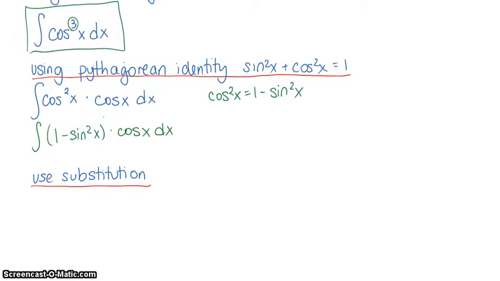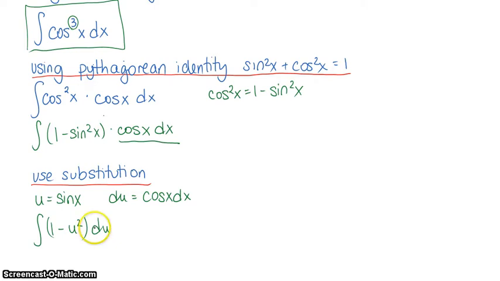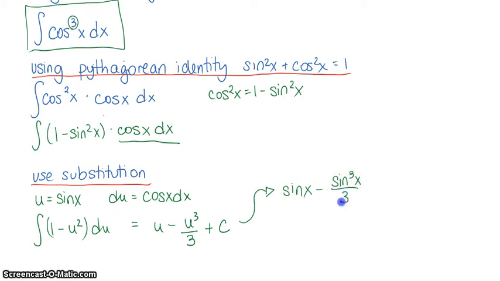Now we're going to look at using substitution to actually evaluate the integral. If we let u be sine x, du is going to be equal to cos x dx, which is exactly what we have here. So we have the integral of 1 minus u squared du, which isn't hard to figure out. The integral of 1 is just u, and then the integral of negative u squared becomes minus u cubed over 3, plus c. Then we substitute back in our u as sine of x. As a result, we'll have sine of x minus sine cubed x over 3 plus c.